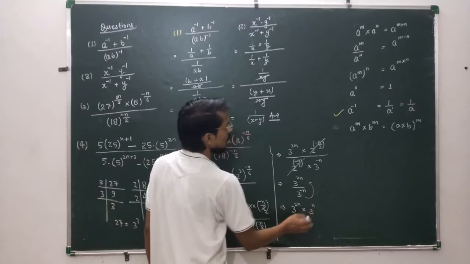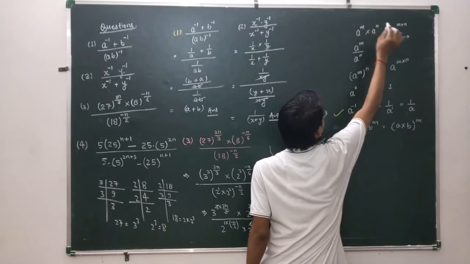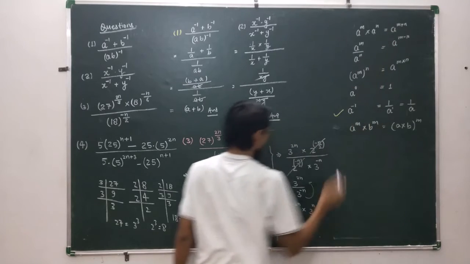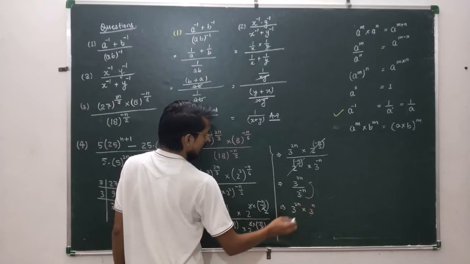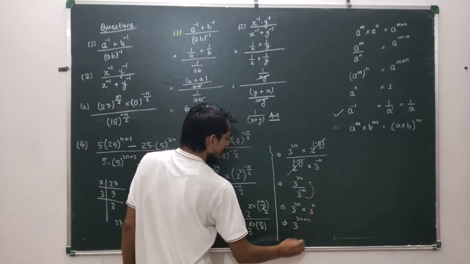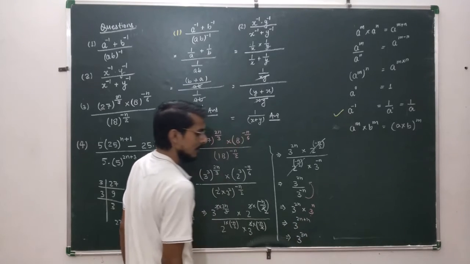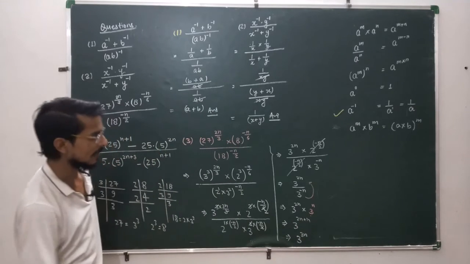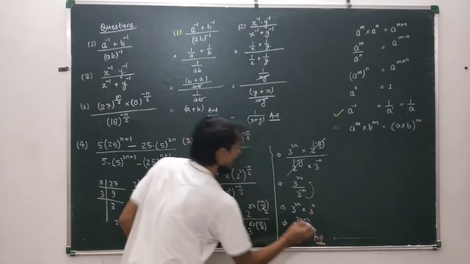And now the step is very simple. Now we will use the formula a to the power m into a to the power n is equal to a to the power m plus n. The bases are same, powers are different, so you just have to add these powers. So 3 to the power 2n plus n. So your answer is 3 to the power 3n. Okay, this is your answer. I will write it here. This is your answer. Okay.